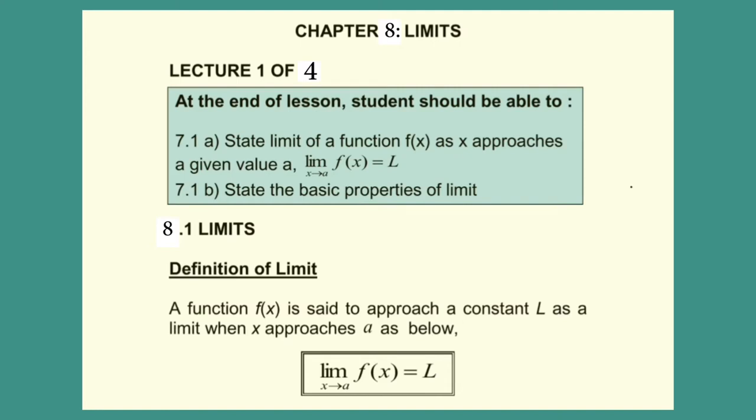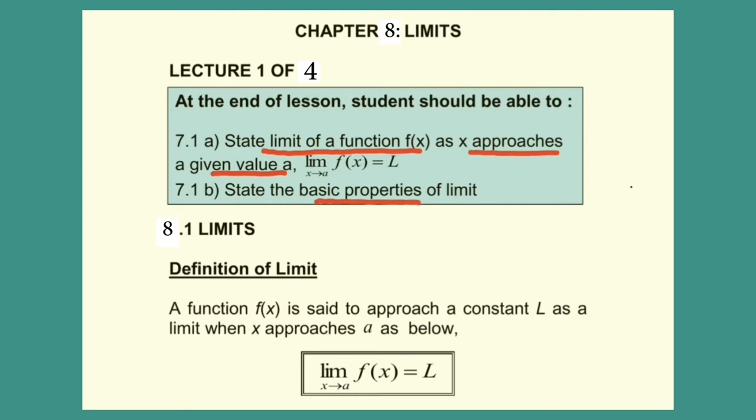For lecture 1, we have two objectives. The first objective is to state the limit of a function f(x) as x approaches a given value a. The second objective is to state the basic properties of limits. Now look at the definition of limits.